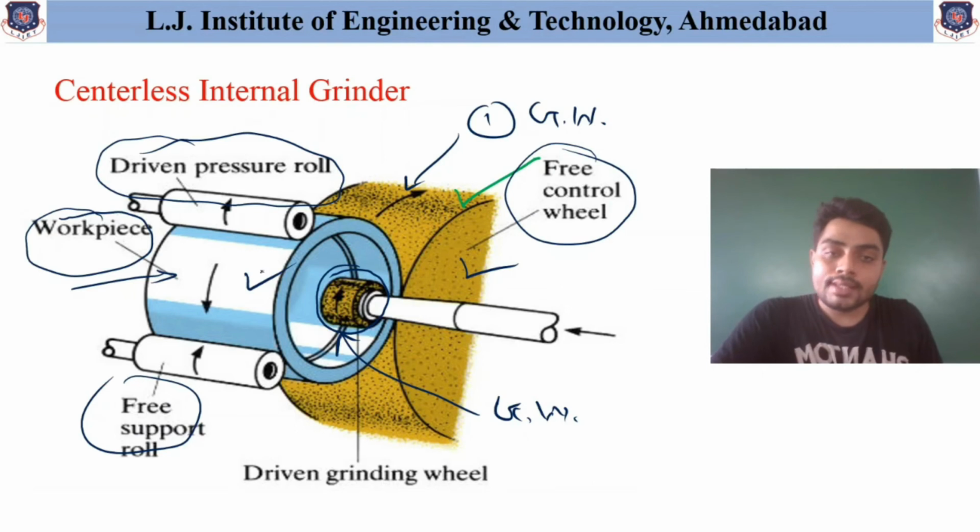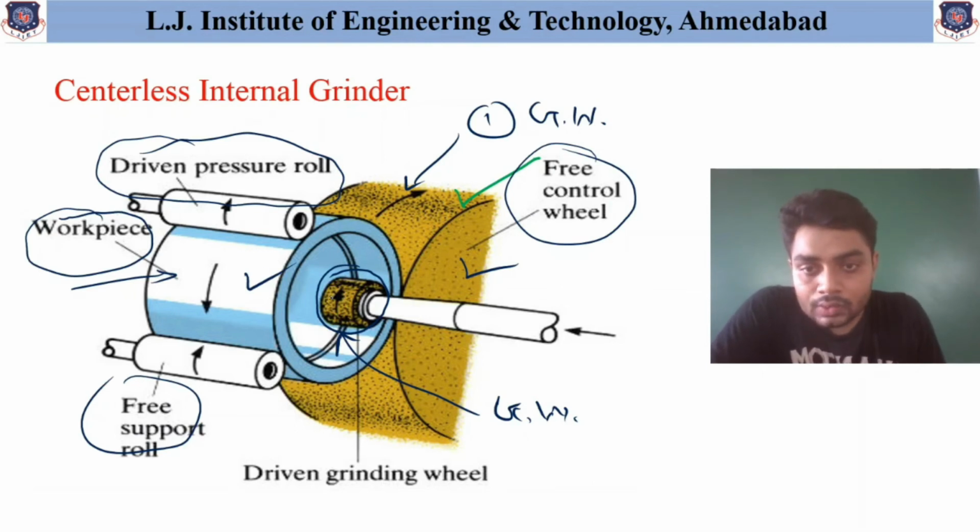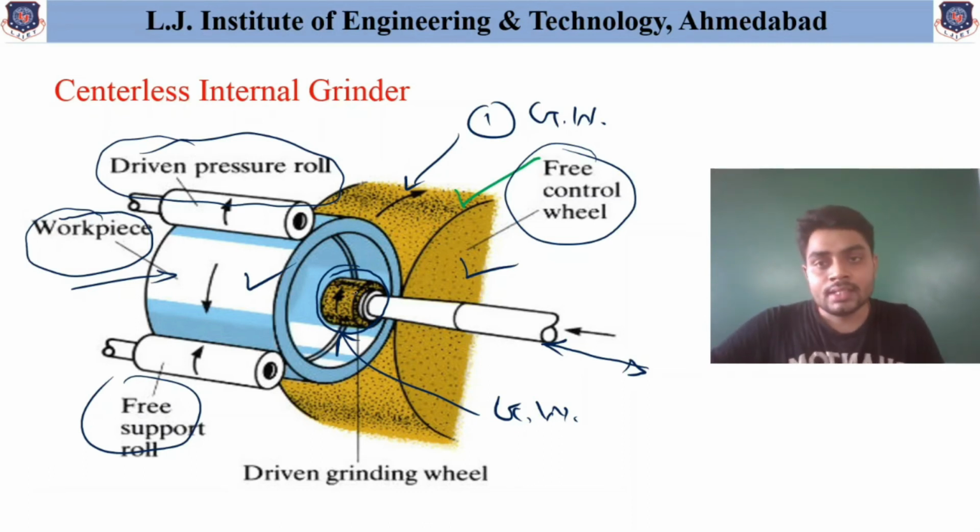Now as you can see, the main internal grinding wheel is also provided, which moves inside and outside the workpiece, and this grinding wheel also rotates about its axis. As the movement takes place, the internal surface of the component can be machined easily. Similarly, over here, two different pressure rolls and the free control wheel are used to hold these hollow workpieces easily, and this setup is called the centerless internal grinder. And if support is required at the bottom portion, support can easily be provided. So this is the case of the centerless internal grinder.